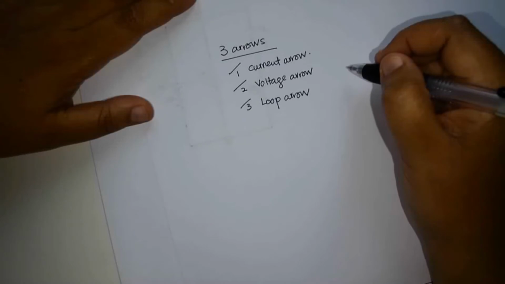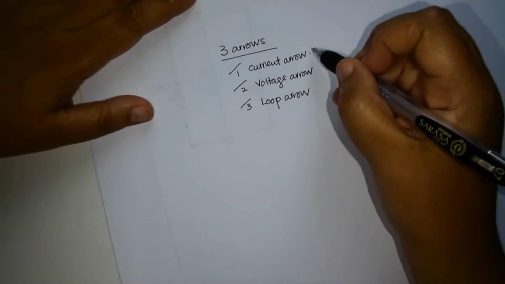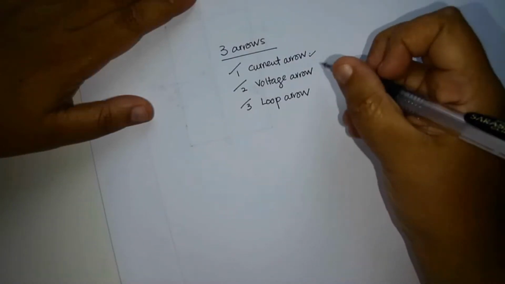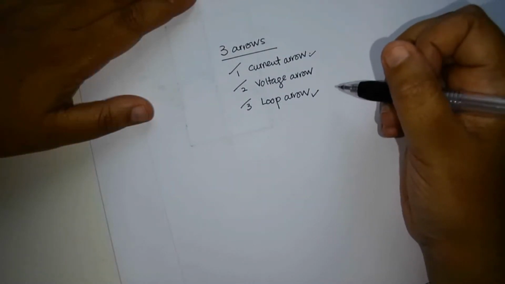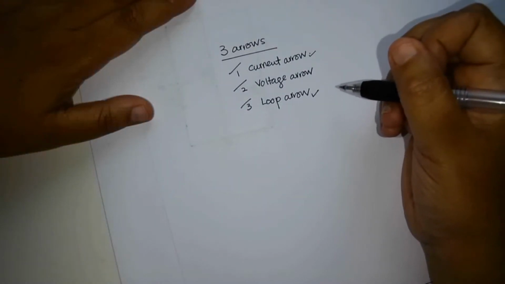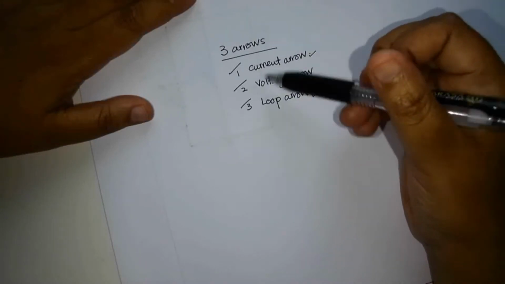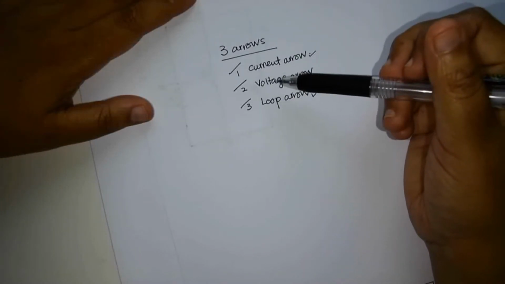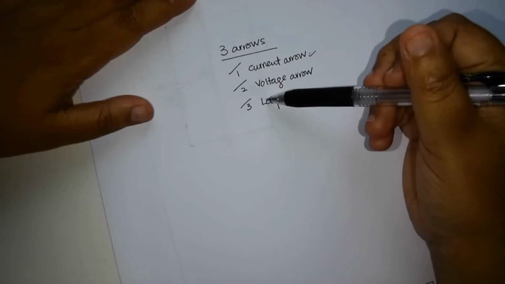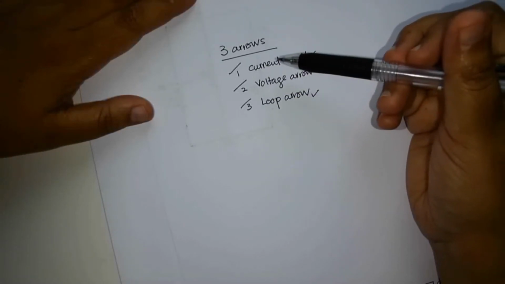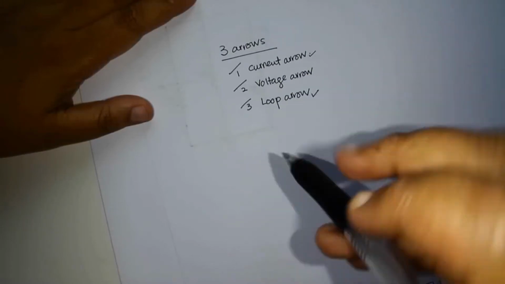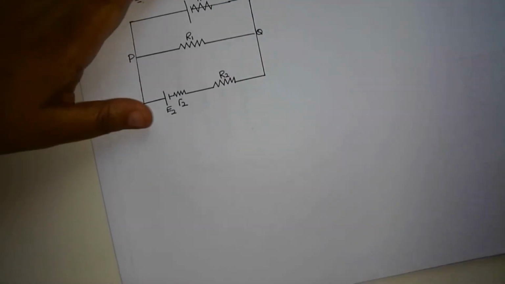Now some questions give you the current arrow and the loop arrow, then ask you to find and solve using Kirchhoff's law. Some questions don't even give you all three arrows, so you have to start drawing all of them. So let's do a few examples, and we are going to start with example 15.8.